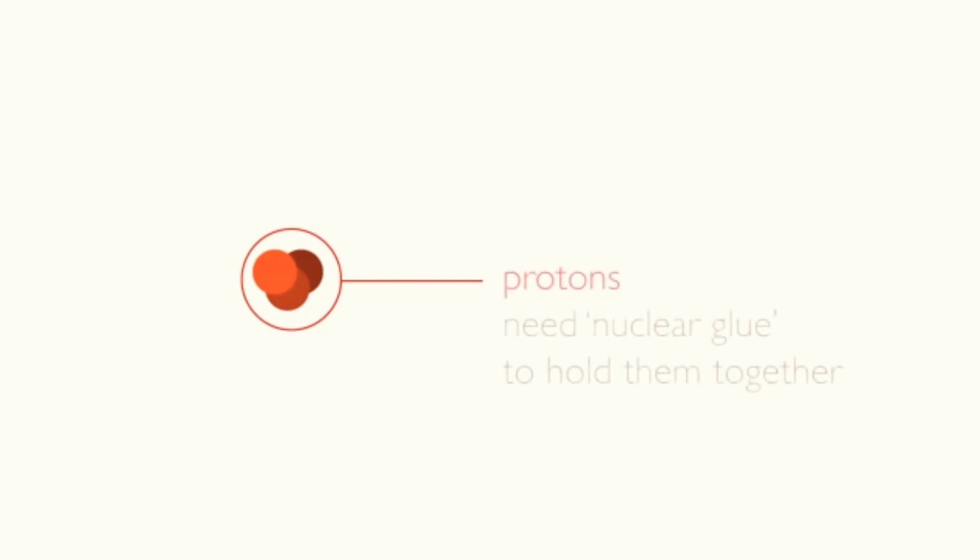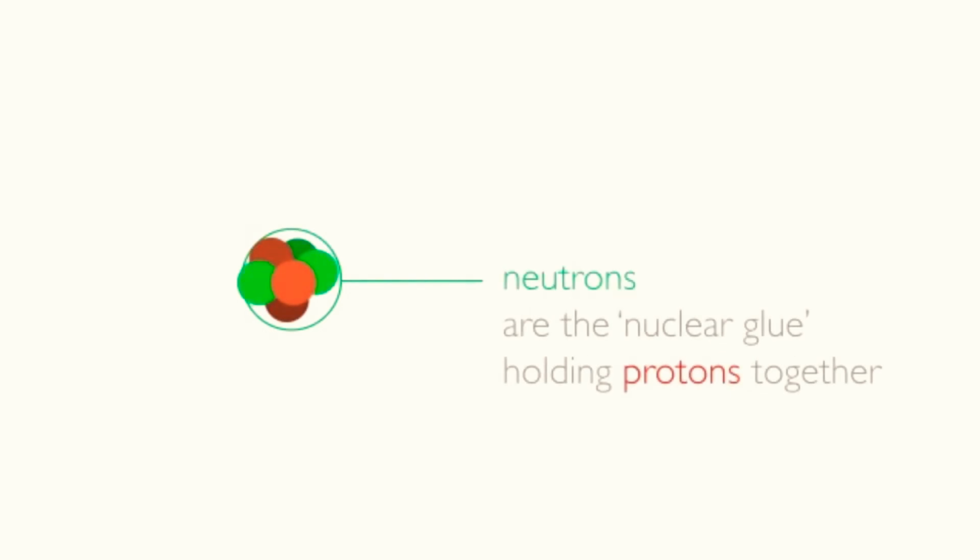As atoms get bigger and heavier, the nuclei get bigger and heavier, and the protons need a sort of nuclear glue to help hold them together. Neutrons provide this glue and prevent the positive charges of protons from repelling each other, thanks to something called the strong nuclear force.